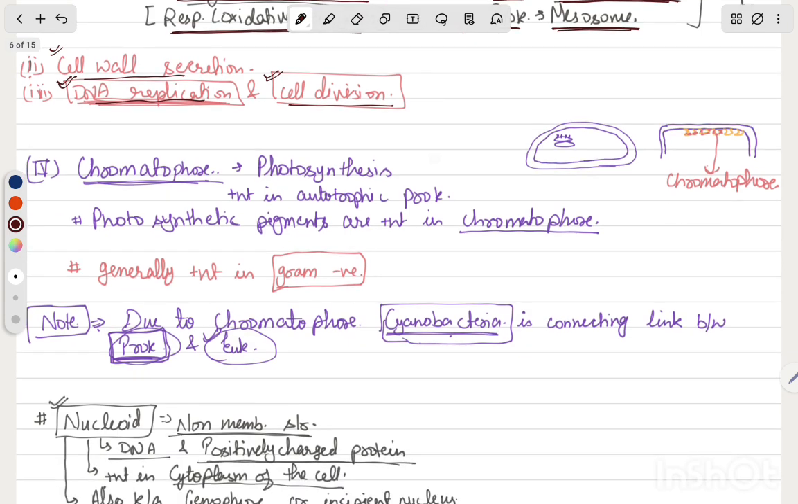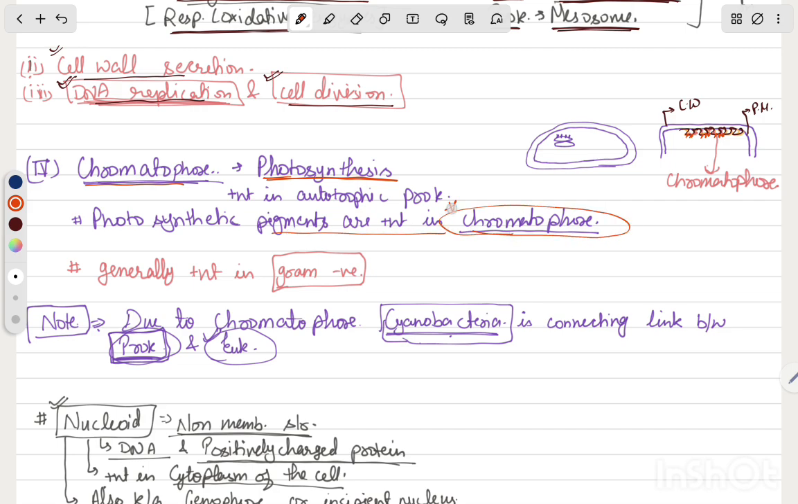Next membranous structure is chromatophore. Again, this structure is the cell wall and the internal structure is the plasma membrane. Plasma membrane gets extended to form this structure. These structures are chromatophores. Now, on this chromatophore, photosynthetic pigments are embedded like this. So basically, chromatophores are the site of photosynthesis. Photosynthetic pigments are embedded in chromatophore.